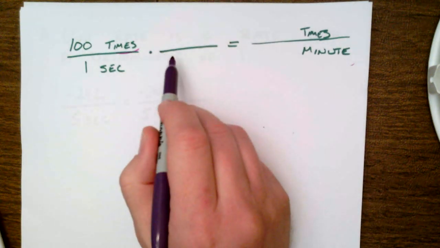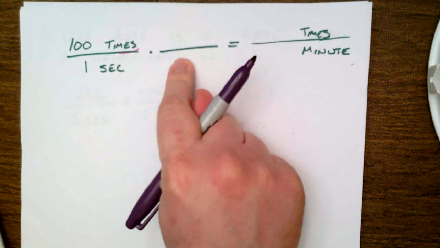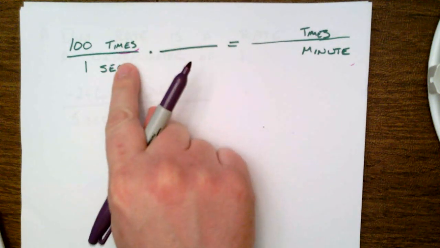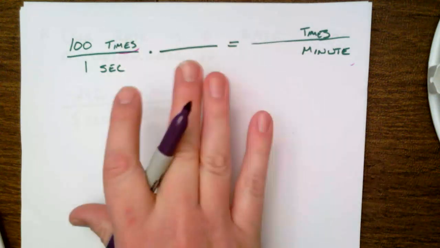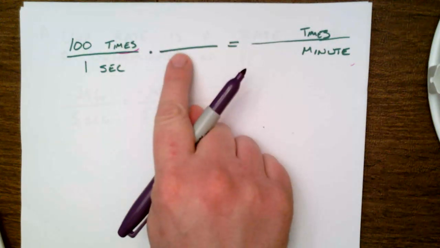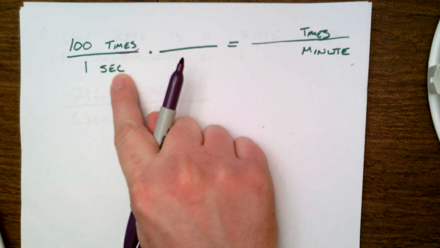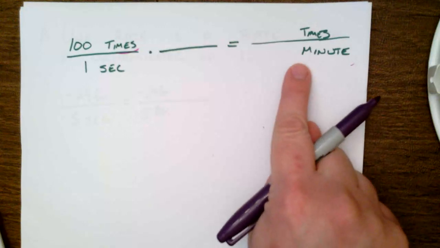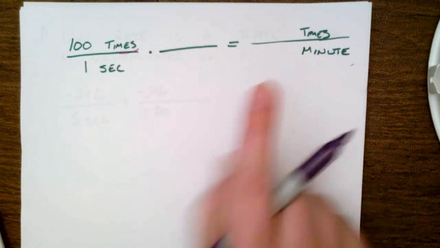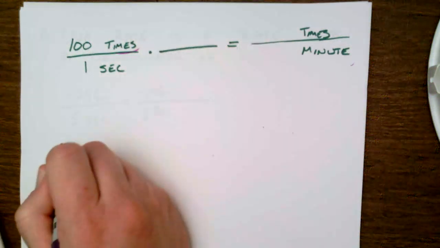So what I want to do is multiply this by a number for 1, because I can't change the amount, the rate that lightning strikes. I want to multiply this by the number 1 so that this value doesn't change, but the name of it does.